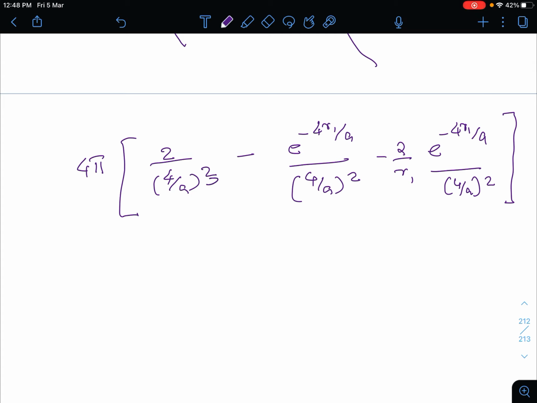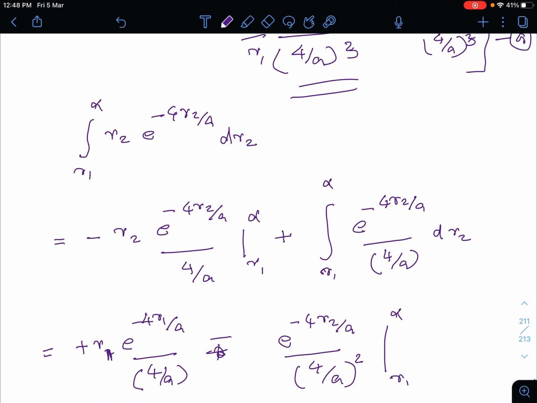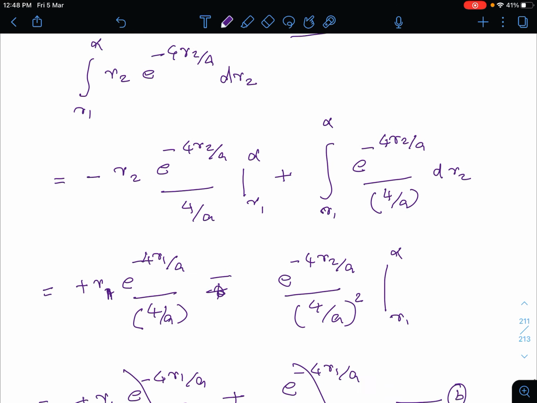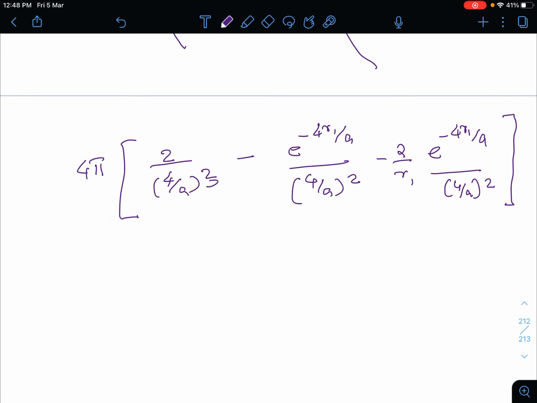This is cube, and again this should be 2 by R1 indeed. So this also has to be cube. Sorry. So that's all. Right. So this is what you get.